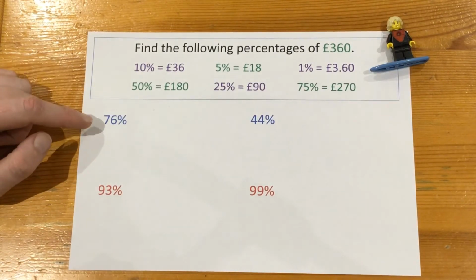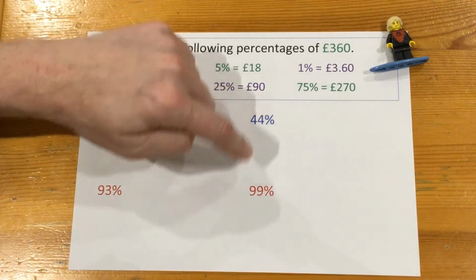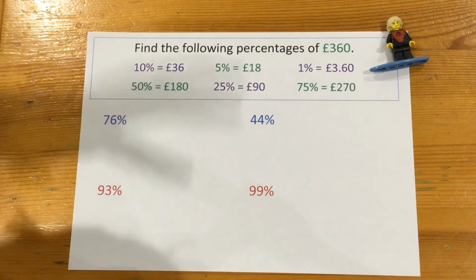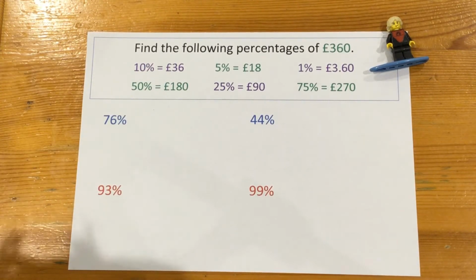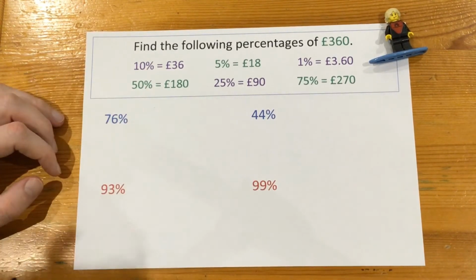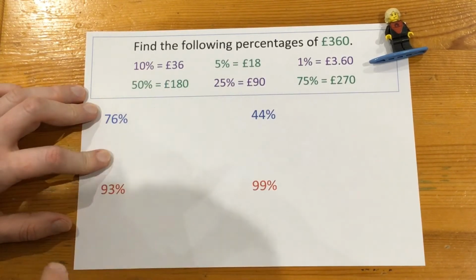Here's 4 more trickier percentages: 76%, 93%, 44% and 99% of £360. Have a go yourself, pause the video and then resume play and see if you agree with me. Now I need to be careful here because I'll lose a bit of room when I'm trying to work these out using the felt pen, so I'll try and condense it a little bit.